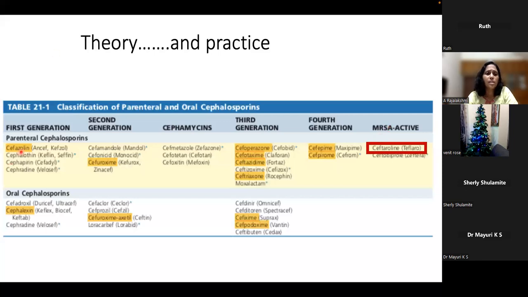The first generation IV preparation is cefazolin. It is an anti-staphylococcal cephalosporin, and it's active against MSSA, not MRSA. The oral step down will be cephalexin. A second generation example will be cefuroxime, and the oral step down will be cefuroxime axetil. It can be used for MSSA, but this is not the drug of choice. It has mainly gram-positive cover, and to some extent, susceptible E. coli can be covered by this group of second generation cephalosporin. Cefamycins, most of them are not available in India.